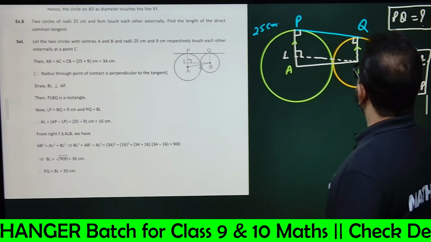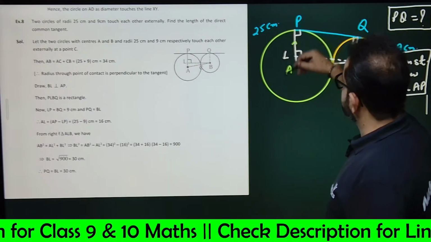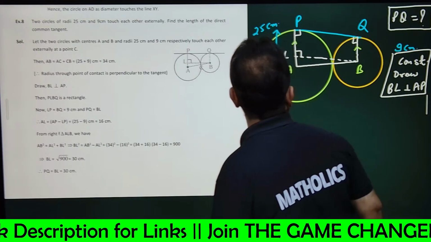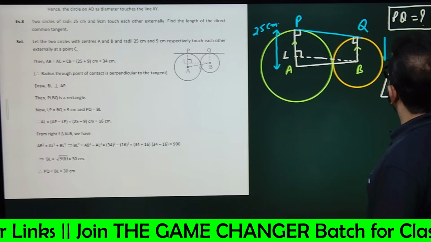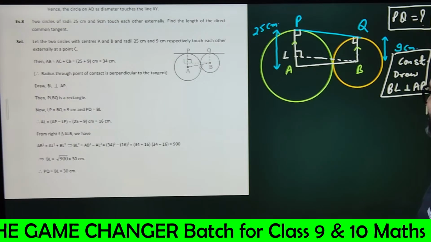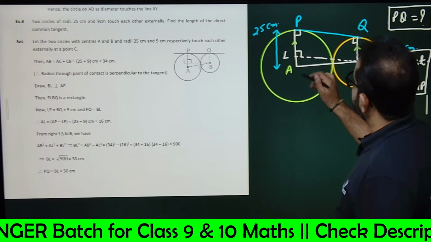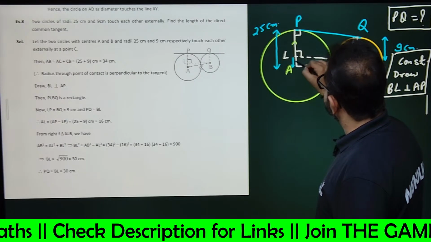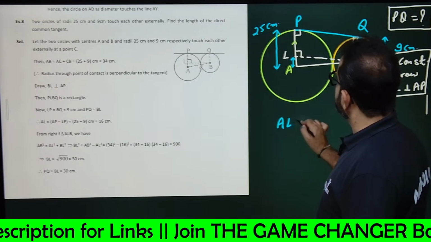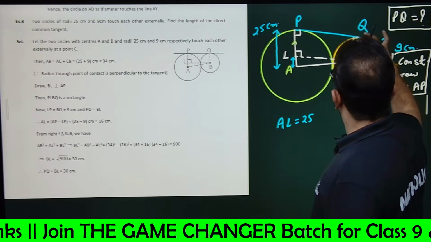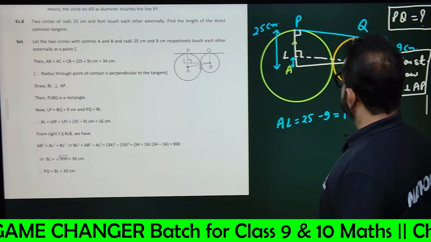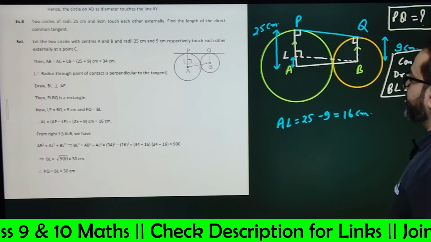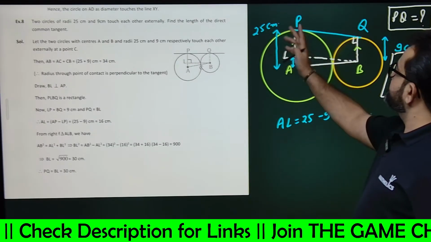This complete length is given, yes or no? This complete length is 25 centimeters, you know this length. This complete length is given as 9 centimeters, right? So what will be the length of this part, AL? Can anyone tell me in comments? AL will be equal to 25 minus 9, that means 16 centimeters. Yes or no? Okay, sir. BL is going to be equal to PQ. Yes or no?